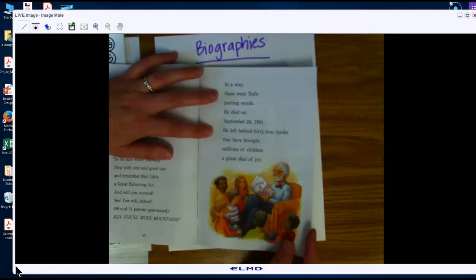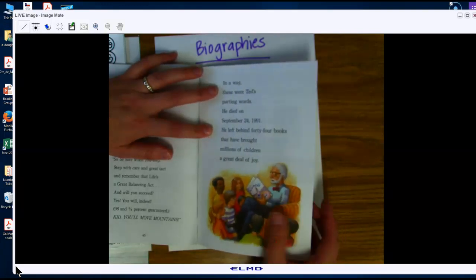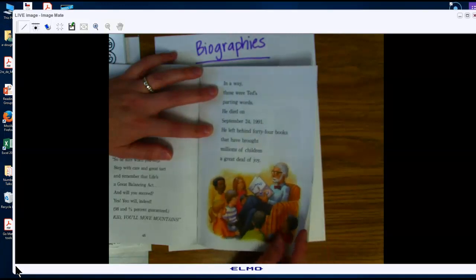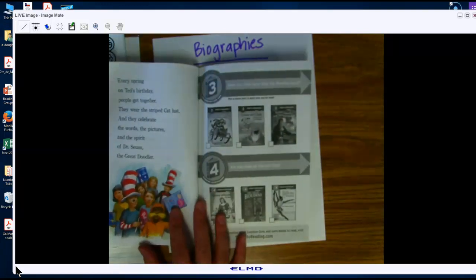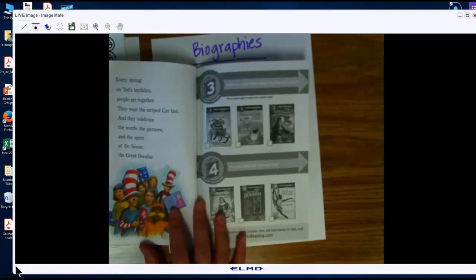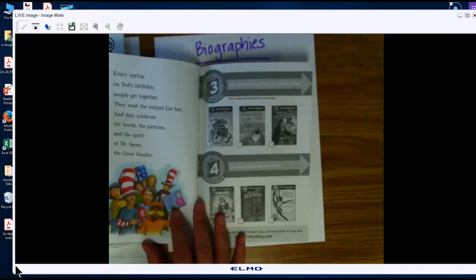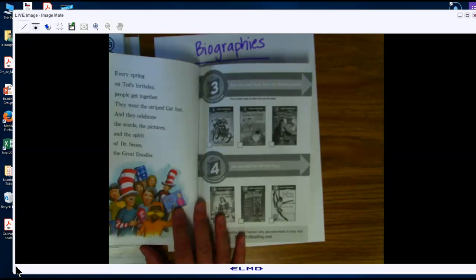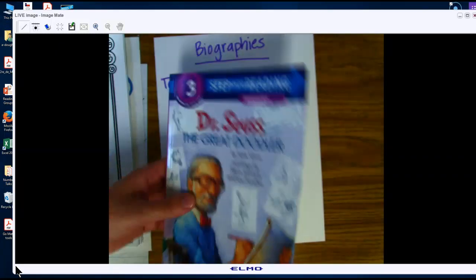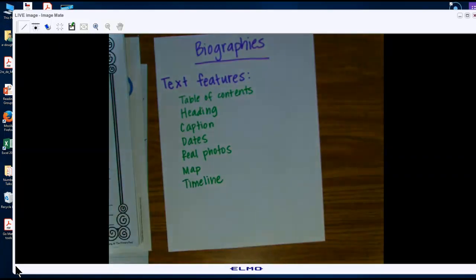He died on September 24th, 1991. He left behind 44 books that have brought millions of children a great deal of joy. Every spring on Ted's birthday, people get together. They wear the striped cat hat, and they celebrate the words, the pictures, and the spirit of Dr. Seuss, the great doodler. So that's what we'll be celebrating next week. That was a long book, wasn't it?